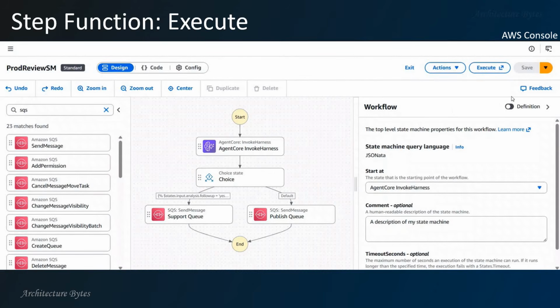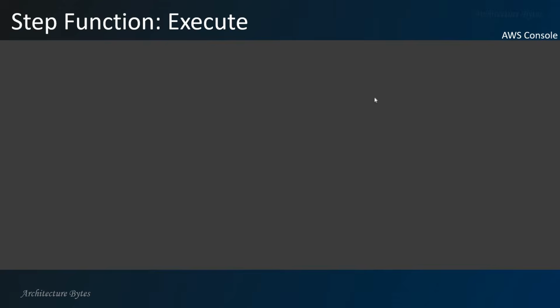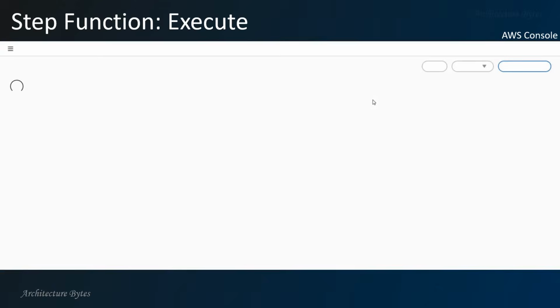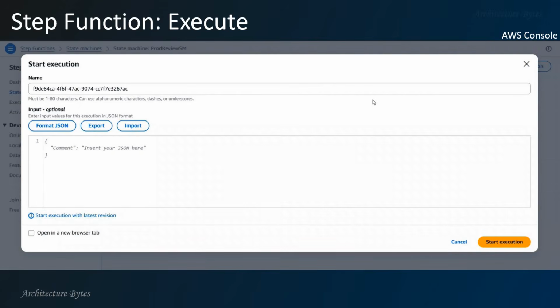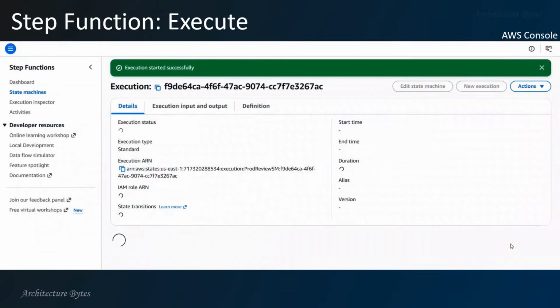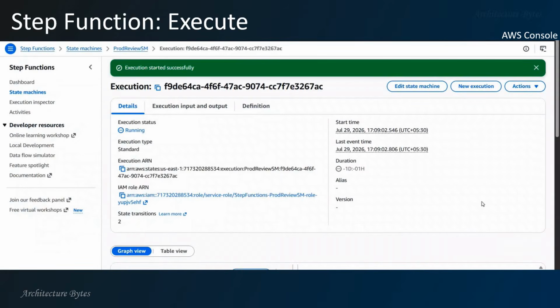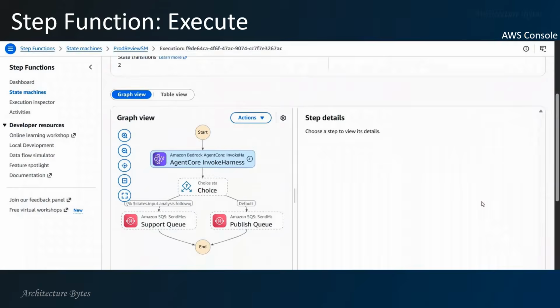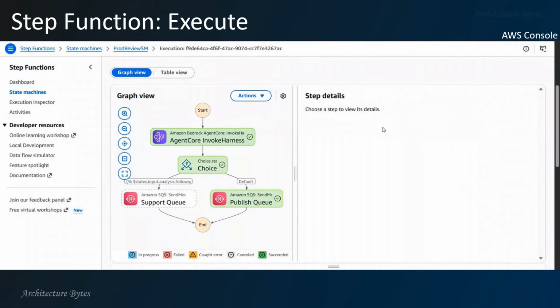Time to run this step function. So hit execute. And we must provide input JSON here, which is essentially the review information. All right, so you have product ID, reviewer name, title of the review, and body, so this is a great product, very useful. So start execution. Okay, and scroll down here and look at the graph view. We have a successful green path here, right?